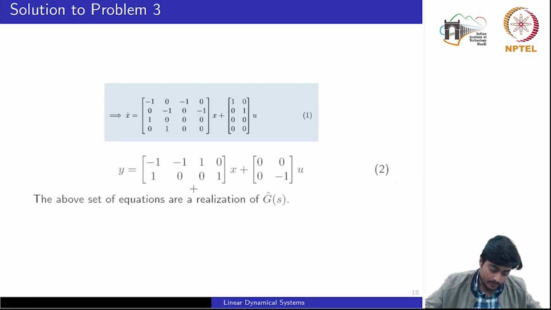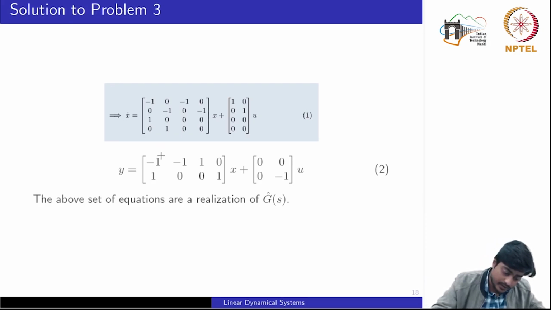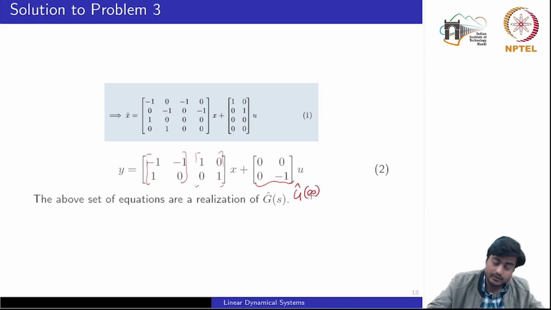Okay, and the output matrix being P is equal to 2. So this one is N1 matrix and this one is your N2 matrix, and this one is D, which is nothing but equal to your G hat infinity part. Okay, which is basically the feed forward term in the state space equation. So above equations 1 and 2 are called the realization of the transfer functions. So this solves this problem number 3.